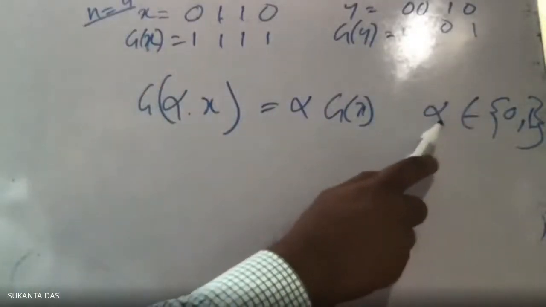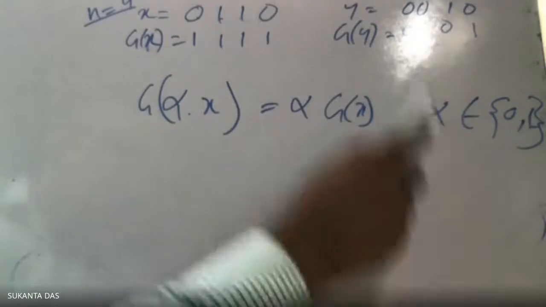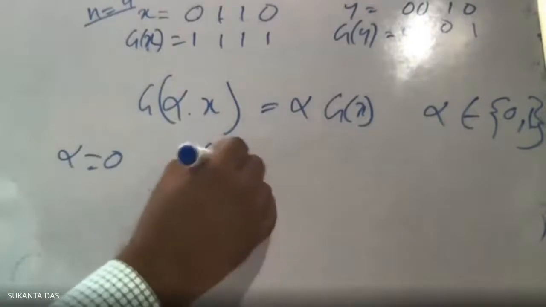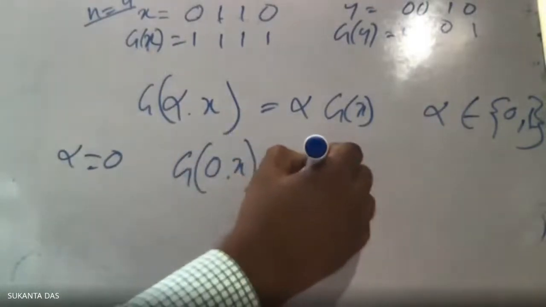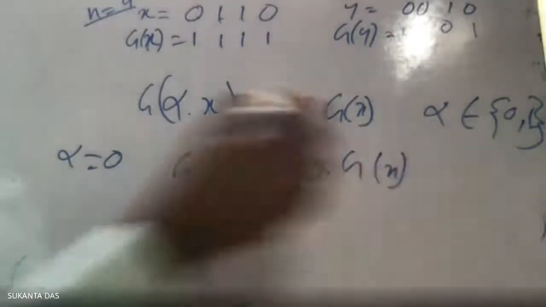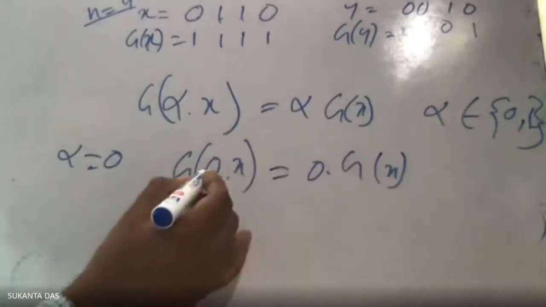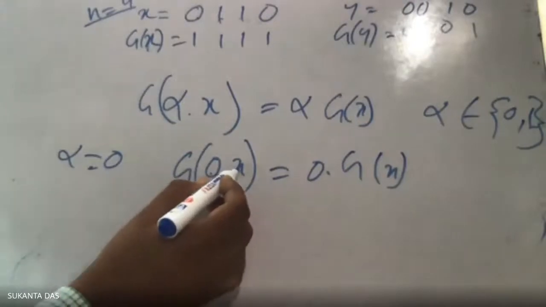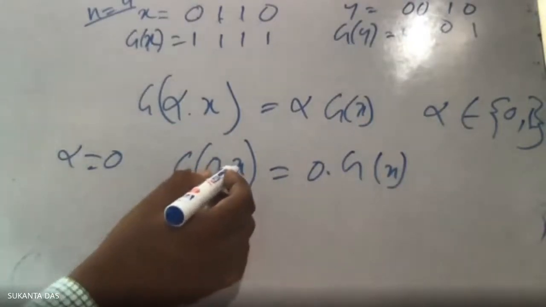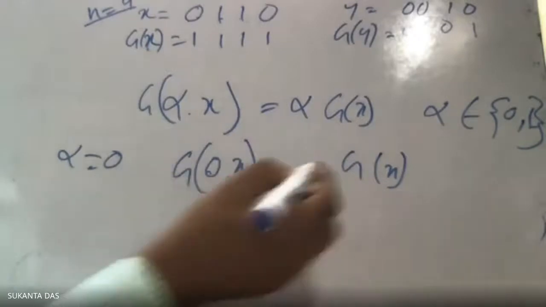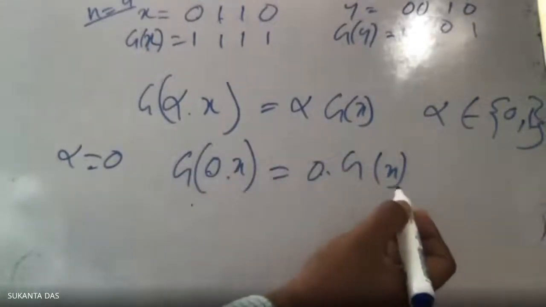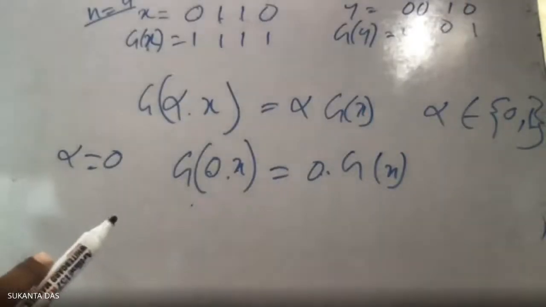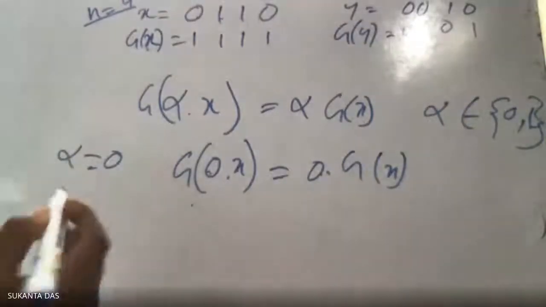Suppose alpha is 0, right? So if alpha equals 0, then g(0·x) is equal to 0·g(x). For any x, 0 into x is 0, so this is 0, and 0 into g(x) is always 0. So taking alpha as 0 is useless because it is always satisfied.